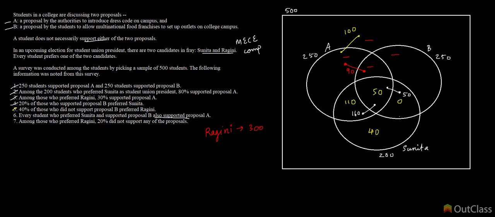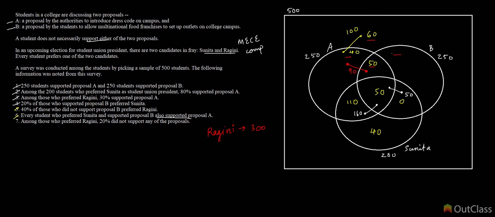Clue 7 says among those who preferred Ragini, the 300 who prefer Ragini, 20% of 300 is 60, did not support any of the proposals. So the people who are outside the Sunitha set, out of that 20% or 60 people are outside A and B as well. So that is 60 here, which will give you a 40 here, a 50 here, and that would give you a 150 here. That's basically all 8 values. We can use this to now solve the questions.